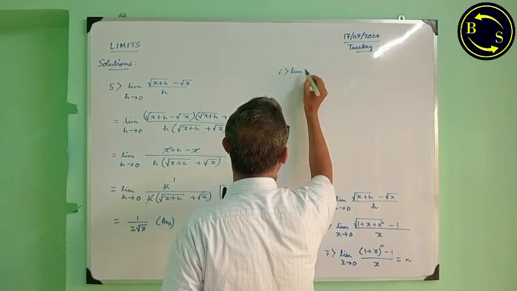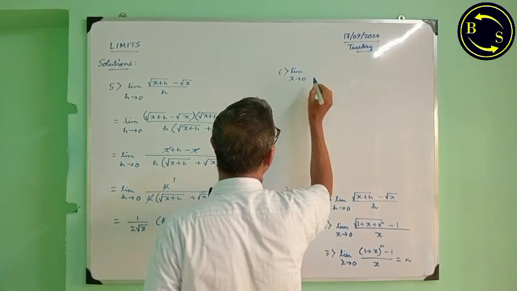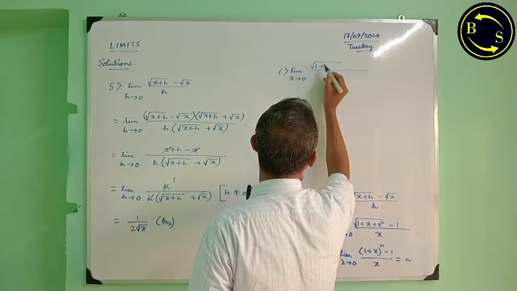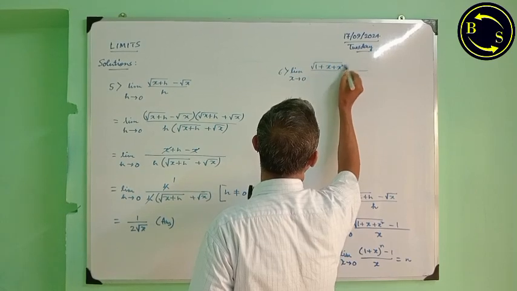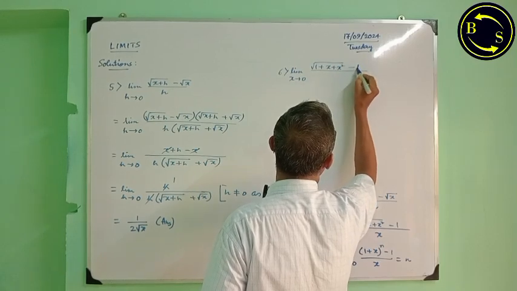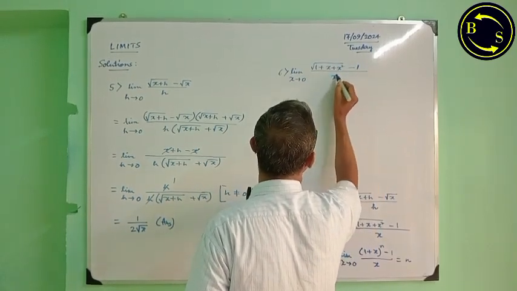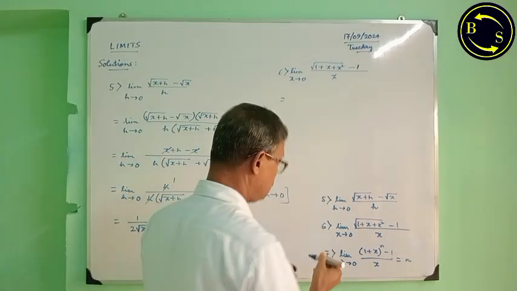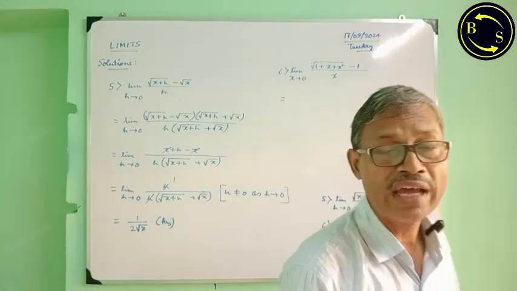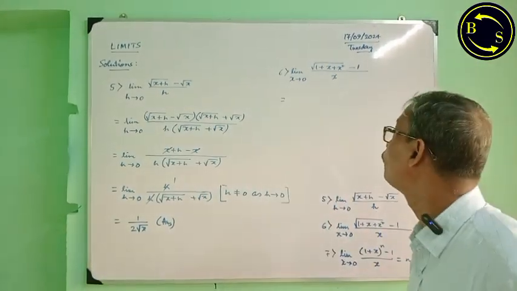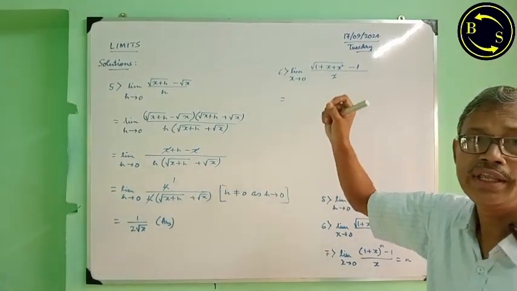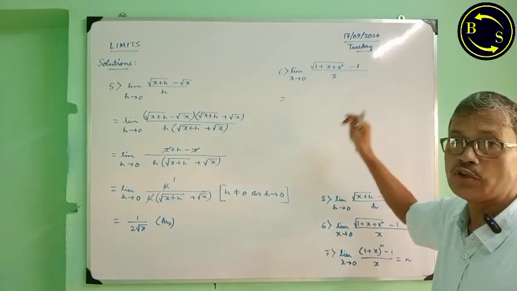Limit x tends to 0, root over 1 plus x square minus 1, by x. Now if we put x equal to 0, the numerator and denominator both vanish. That means we have to think of a different method, and since the numerator in this case is in irrational form, we have to rationalize the numerator.